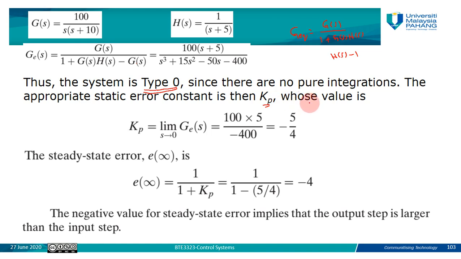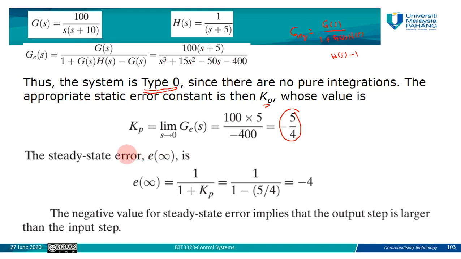The appropriate input function will be the step function, as mentioned in the question. So the value of kp here will equal the limit as s goes to 0 of g equivalent. You just substitute each s here by 0. This becomes 0, that becomes 0, that becomes 0. We have 100 times 5, which is 500, over -400. So it gives you the value of kp, which equals -5 over 4.